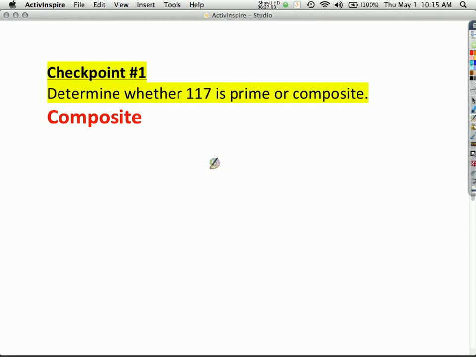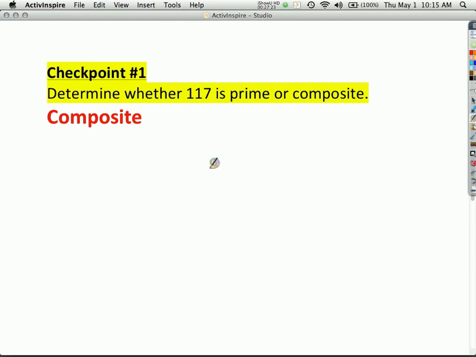What is it divisible by? Someone tell us what it's divisible by. Essence? 3 and 9, yeah. It's divisible by 3 and 9 if you add the digits. 1 plus 1 plus 7, you get 9. Very good. Any comments, questions, concerns?